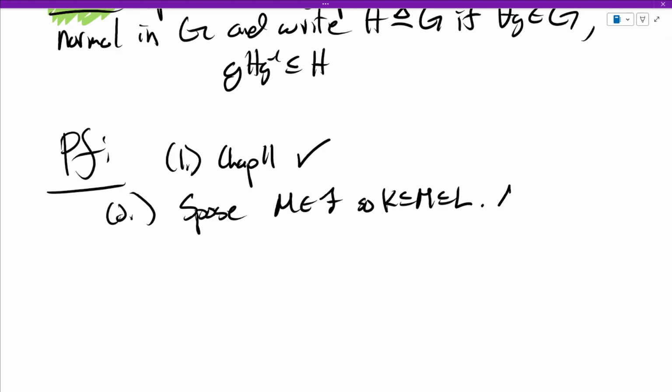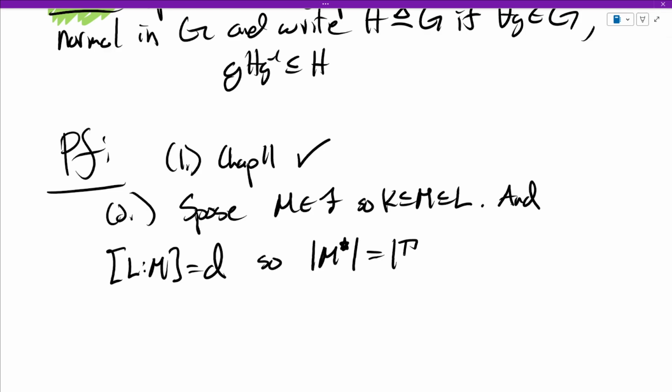And suppose that the order of L over M is D. Since L over K is normal, finite normal, L over M is also normal. So the order of M star, which is the order of the Galois group of L over M, which is the order of a finite normal extension, is still D. Okay. Great. All right, so let's pocket that for a second.